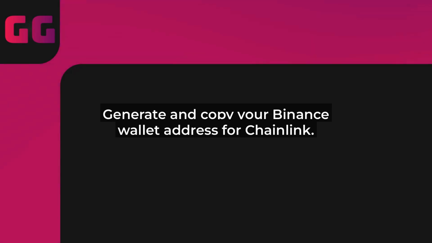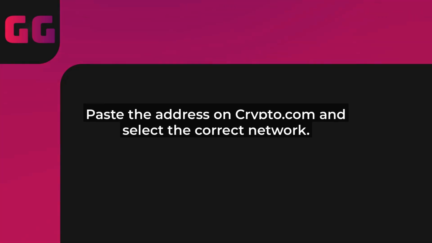Now, hop over to Binance. Go to your Binance dashboard, select Wallet, and then Deposit. Choose Chainlink, LINK, from the list of cryptocurrencies. This will generate a unique wallet address for you. Copy that carefully, as it's crucial for the transfer to go smoothly.